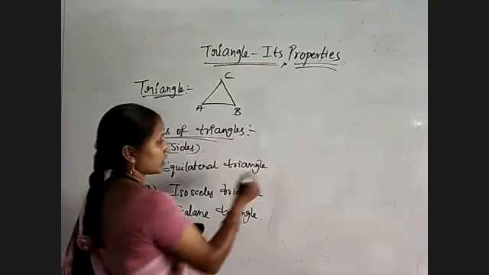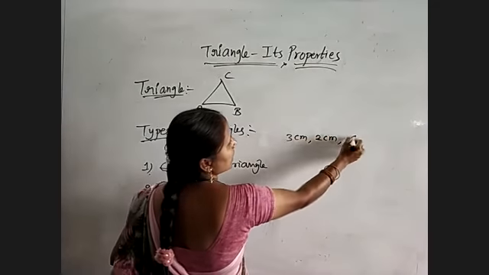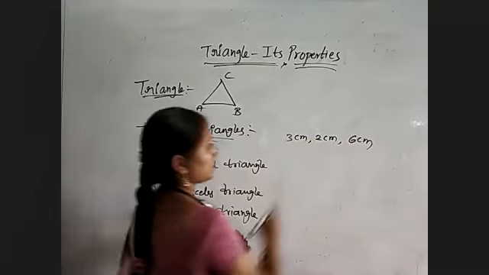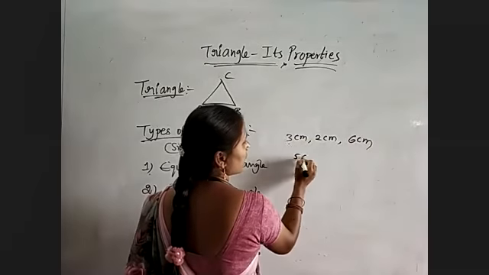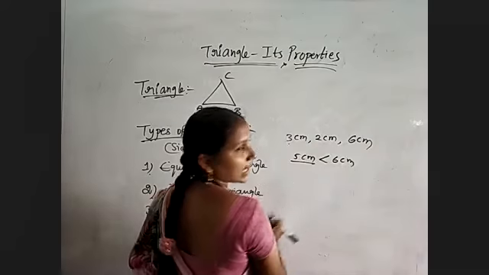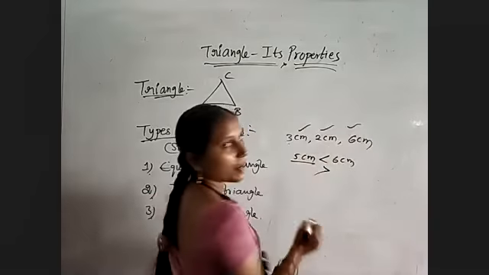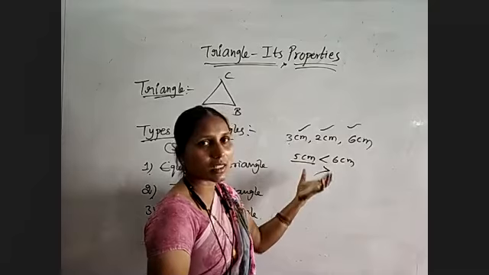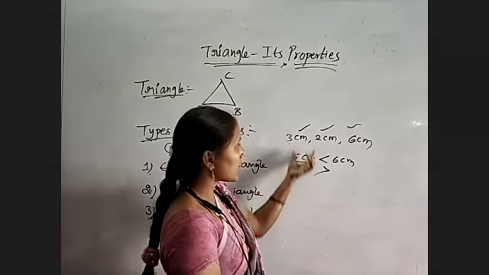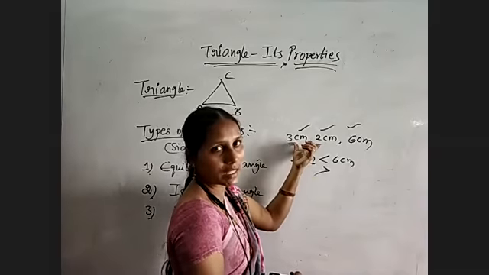So before that, if I am giving the measures 3 centimeters, 2 centimeters and 6 centimeters. Now observe the sum. 3 plus 2 is 5 centimeters. 5 is lesser than 6. But whenever you are calculating the sum, that must be greater. So with these measurements, we can't form a triangle. Actually, by observing the measures, you can say that it is a scalene triangle. But because it doesn't satisfy the property of a triangle, we can't form a triangle with these measures.